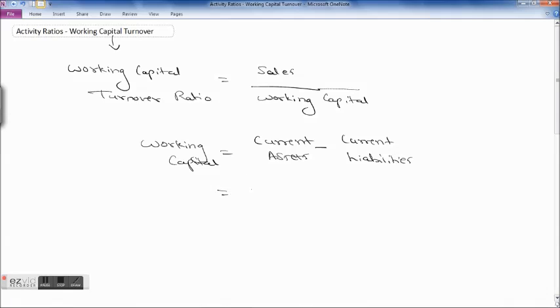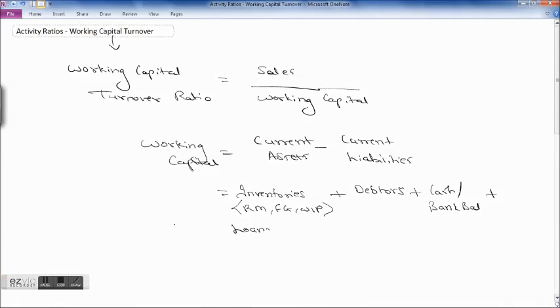So what does current assets include? Current assets include your inventories, that is stock of raw material, finished goods, WIP, all three inventories, plus your debtors, that is your accounts receivable, plus your cash and bank balances, plus any loans and advances which are given, plus your prepaid expenses. All these are part of your current assets.